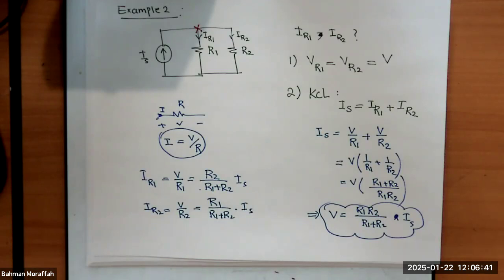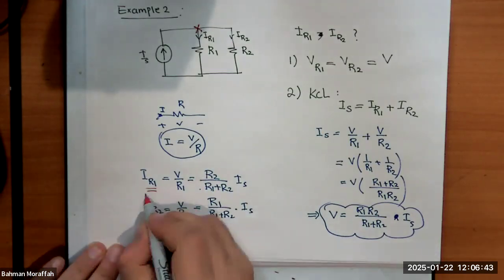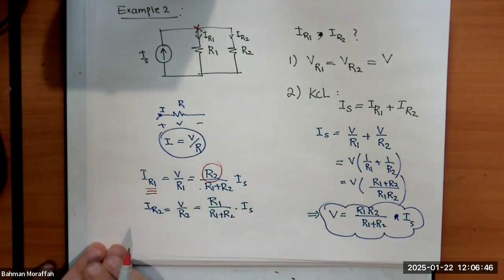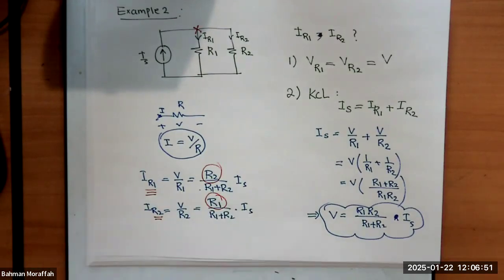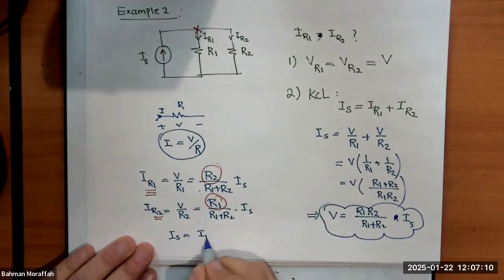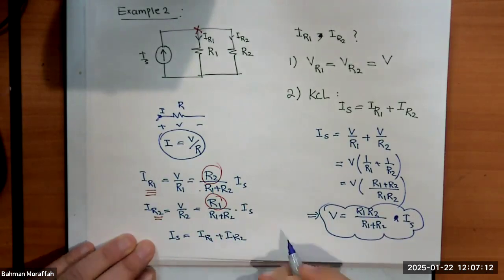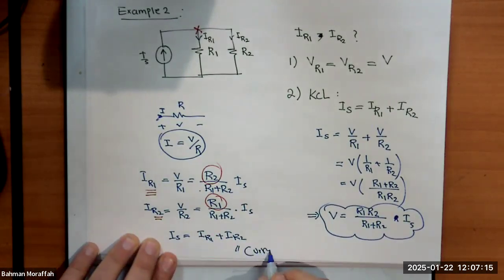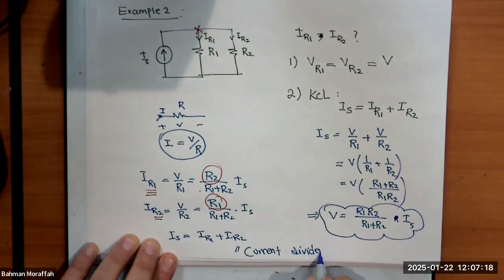Right? And as you can see, current through R1 is proportional to R2, and current through R2 is proportional to R1. And it should make sense to us intuitively. Why? Because if R1 is bigger than R2, we're expecting to have less current going through R1 than R2. Right? And again, you can verify that I of S is I of R1 plus I of R2, and hence the name current divider circuit.